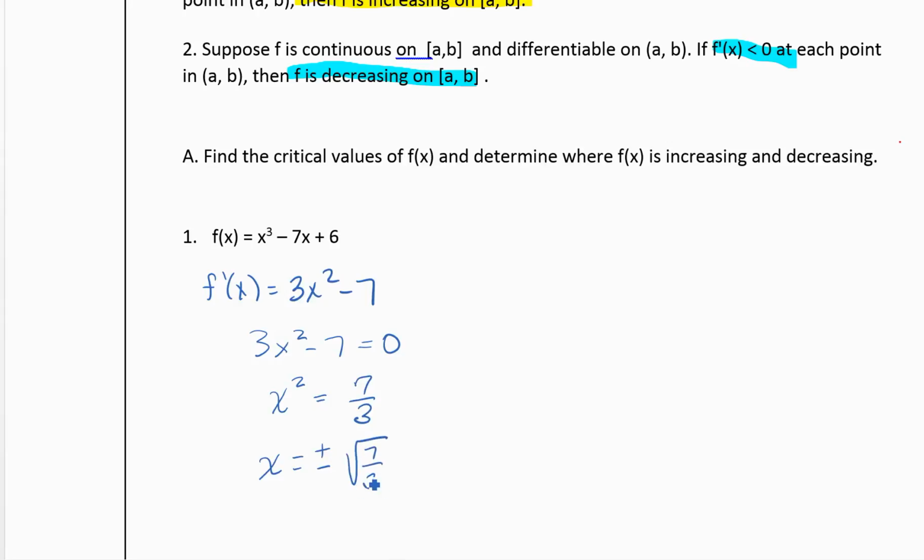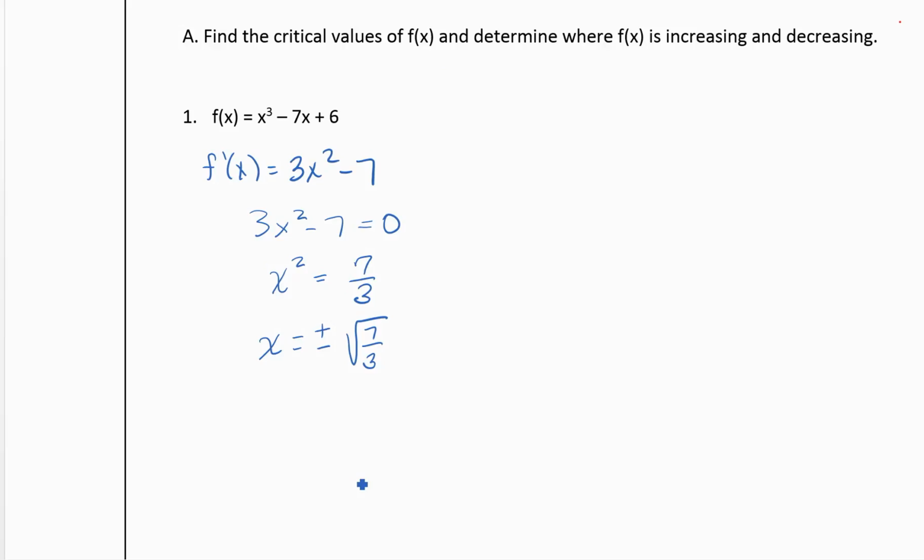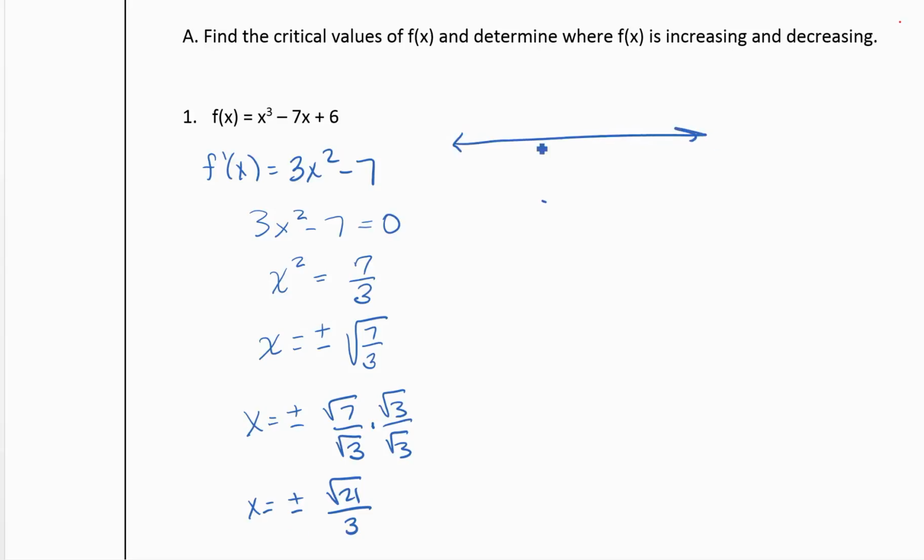We'll take the square root of both sides, so x is going to be positive or negative square root of 7 over 3. Now, if we want to be completely correct, or completely following tradition, we would separate these and then we would multiply by the square root of 3 over 3. So x is going to be plus or minus the square root of 21 over 3. So that's where our derivative is equal to 0. So we're going to make a sign diagram. We're going to put the two places where our derivative is 0, negative square root of 21 over 3 and positive square root of 21 over 3.